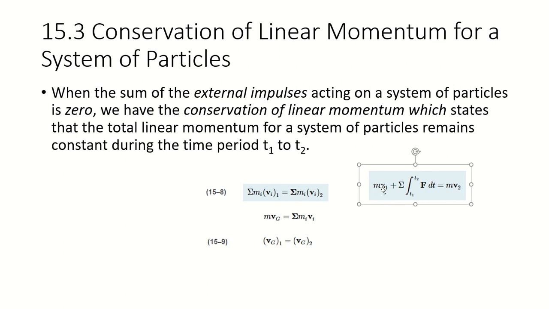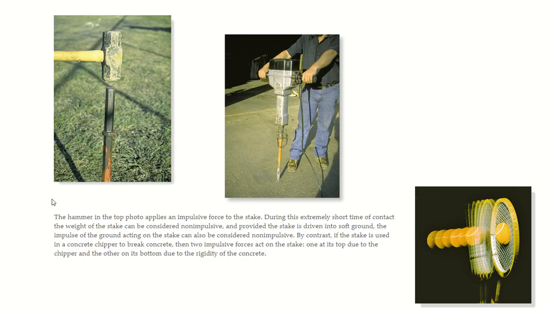And instead of a single particle, we have a system of particles, with i representing them. The rest of them are the same. So make sure that your impulse is 0 at that time. You have a conservation of your total linear momentum, and that's what it's talking about.